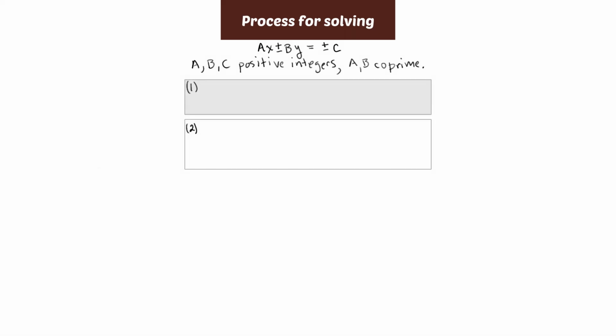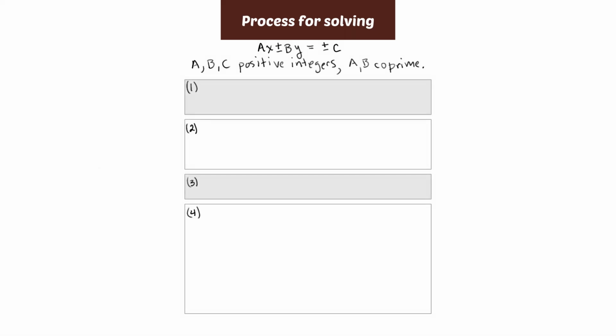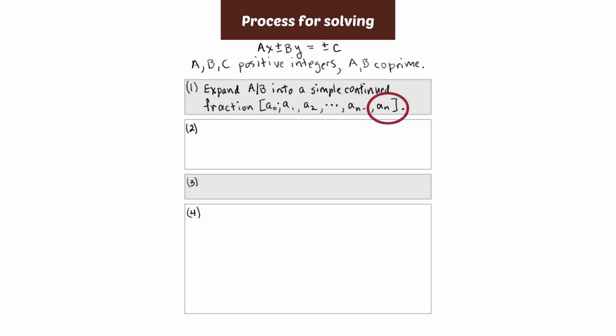The process we'll show here is broken into 4 steps. The first step is to expand a over b into a simple continued fraction, a0, a1, a2, and it might continue on for a while, but it will end. We'll label the last two terms a sub n minus 1 and a sub n. If you don't know how to expand a rational number into a simple continued fraction, please see this other video.